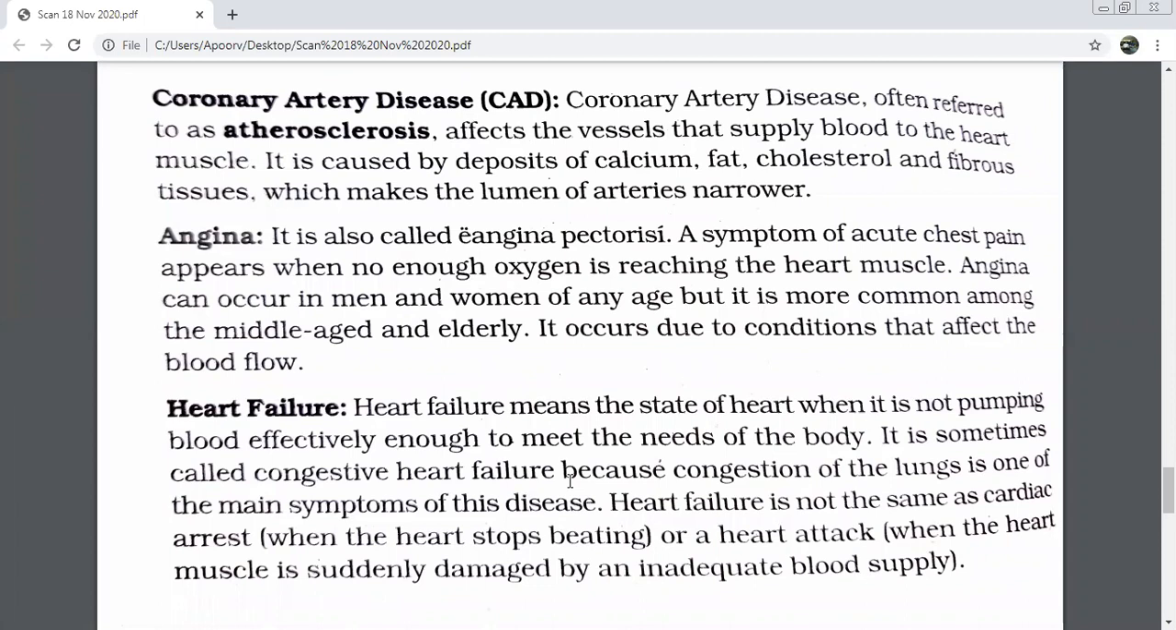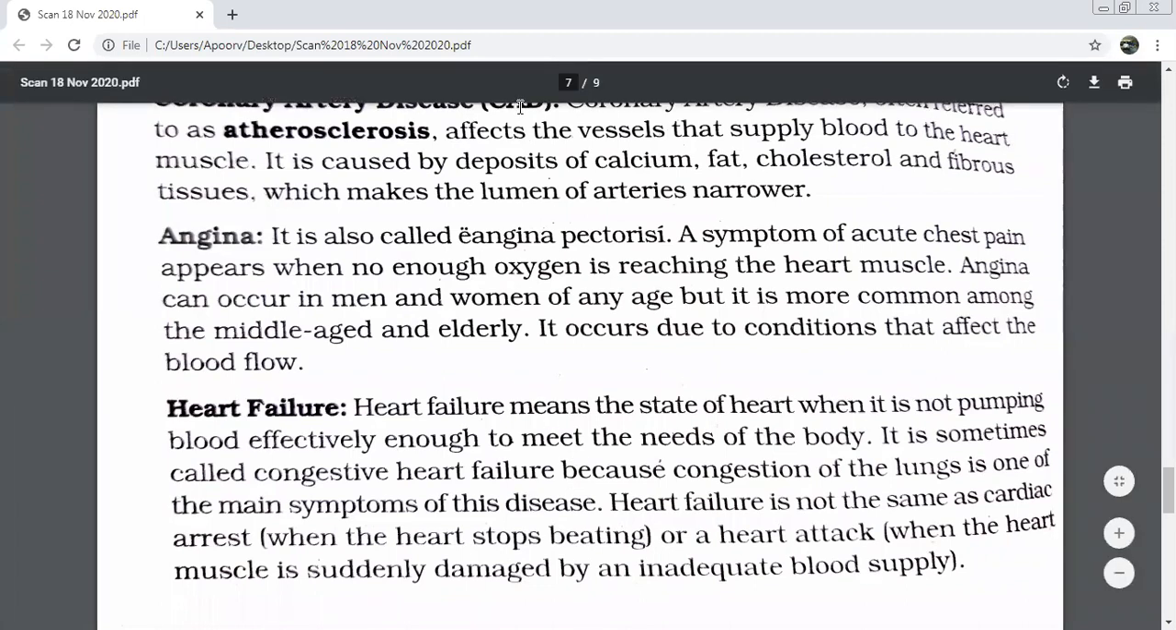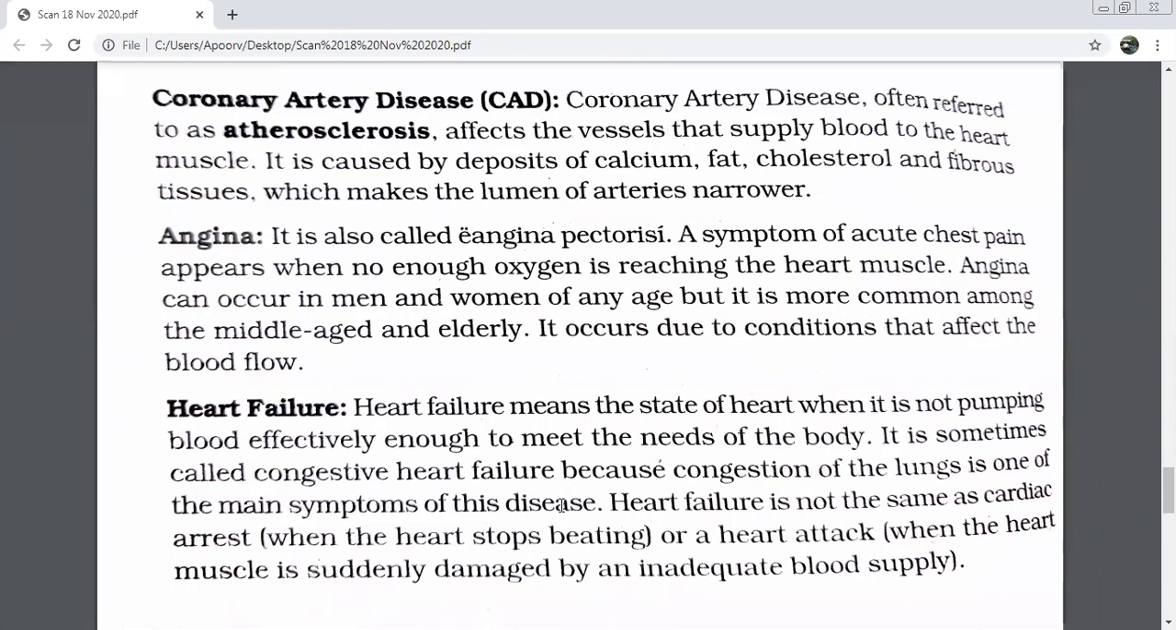This is all you need to revise in these disorders. Full form of CAD, other name for CAD, and then this pain which occurs because enough oxygen is not reaching, the exact spelling. And when the heart does not pump blood, then this is heart failure. Heart failure, which is caused by congestion in the lungs, is called congestive heart failure.